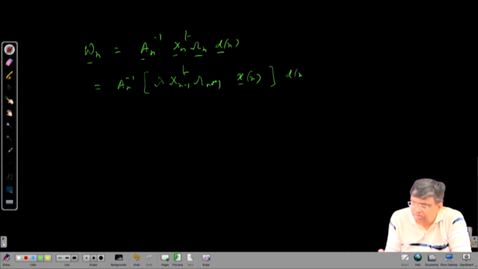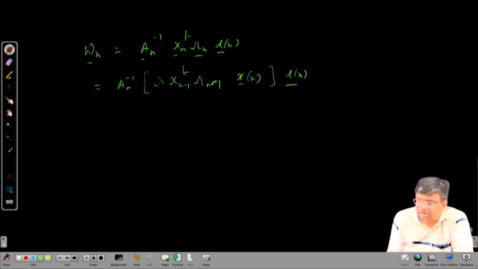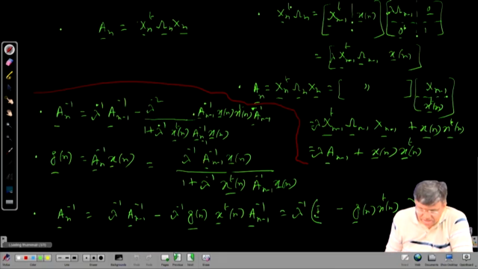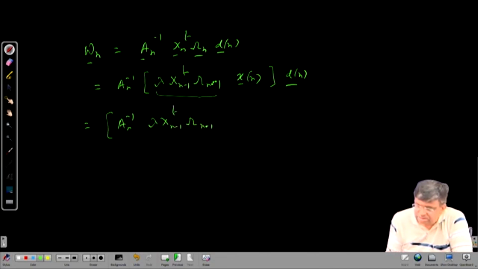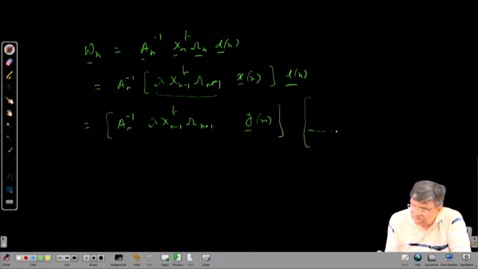And d n. Now, A n inverse x n, that was defined to be G n. A n inverse x n is G n. Straight away second term is G n. So, first is this A n inverse, this quantity lambda, and straight second is G n, and also d n vector can be written as d n minus 1 vector and scalar d n.